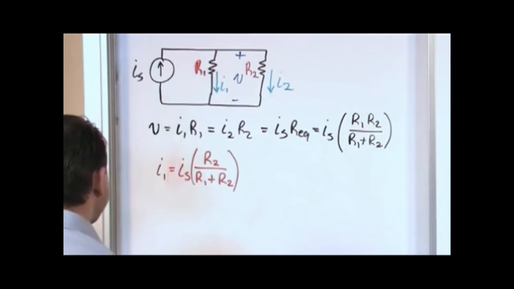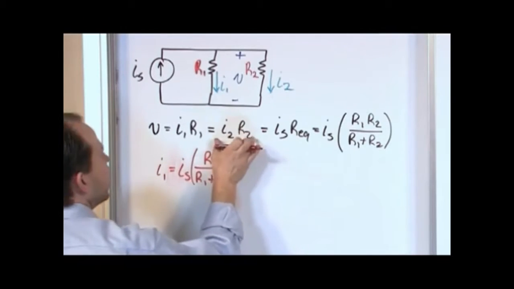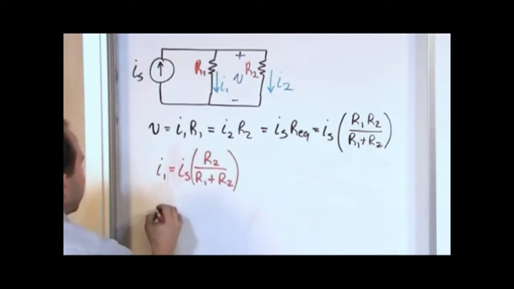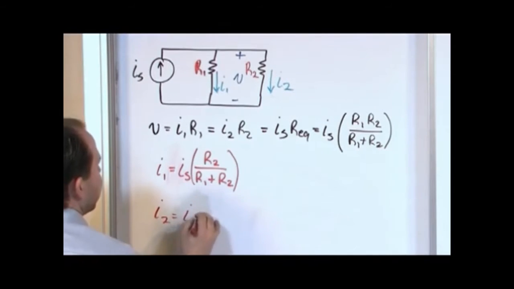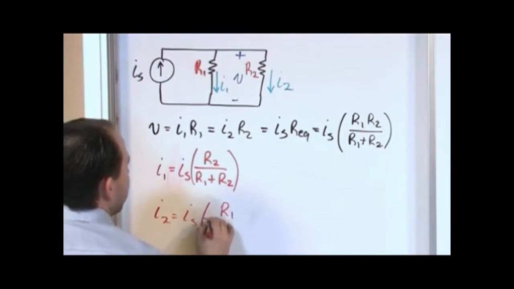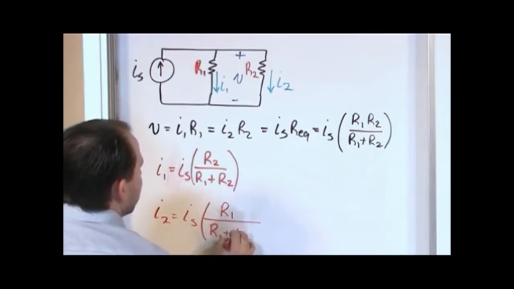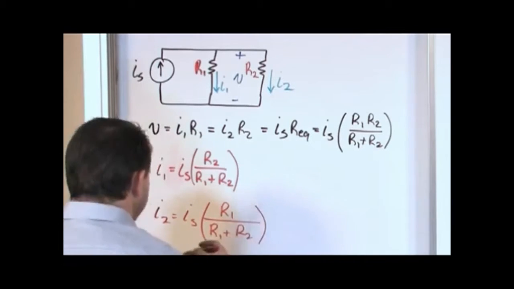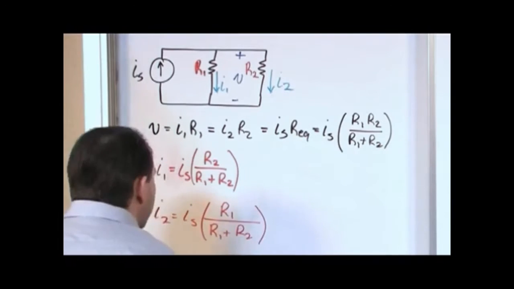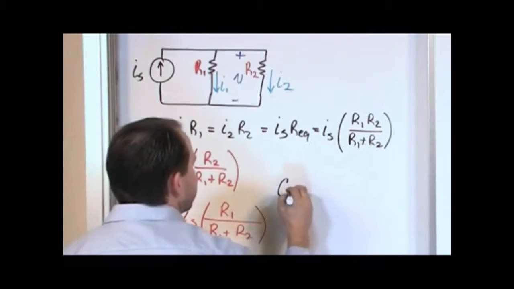Let me do the next one and then we'll talk about it. I can set this also equal to this. And when I do it, I'll get I sub 2 is equal to I sub s times R1 over R1 plus R2. All right? These are the current divider equations.